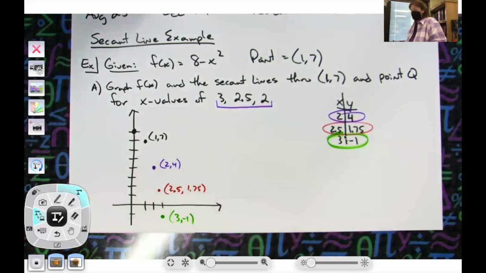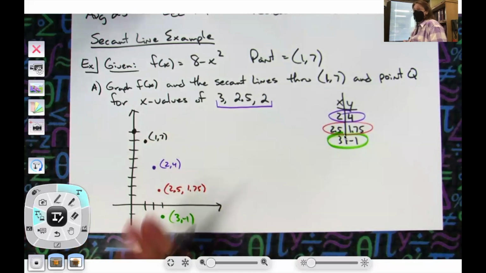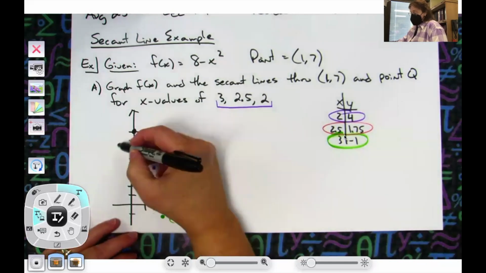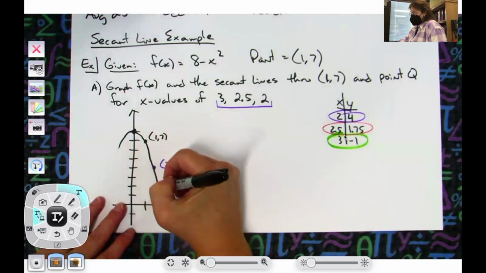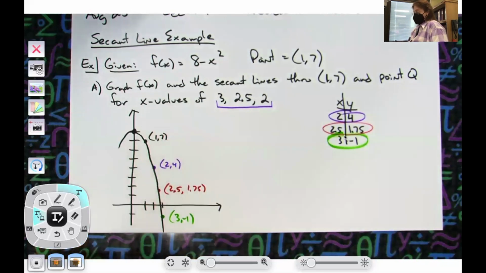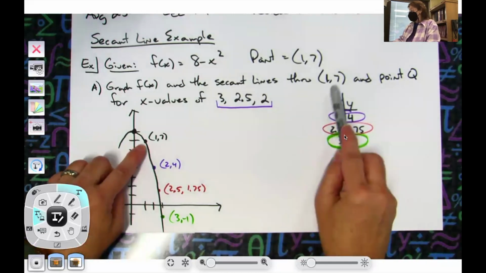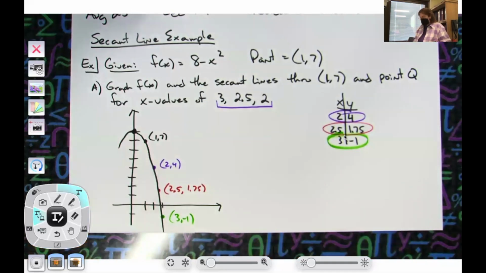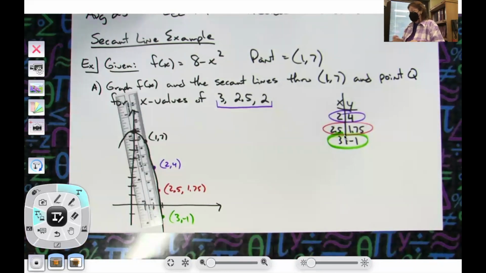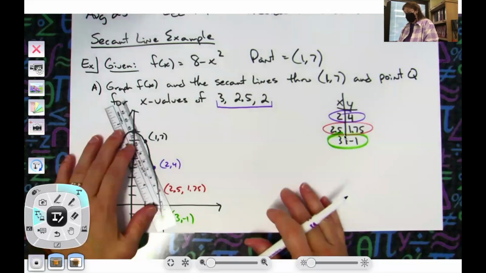All right, so like I said, we could have just graphed it, but I know I definitely want those points on there. Okay, so obviously it's a parabola upside down. We're just doing a rough sketch here. So it says graph f of x, so I have done that. And the secant lines through the point 1, 7 and each of these other points. Now this is where, when you're not on graph paper, it's not necessarily going to be the most accurate thing we've ever done. But I want a secant line now through my purple point and that point 1, 7.